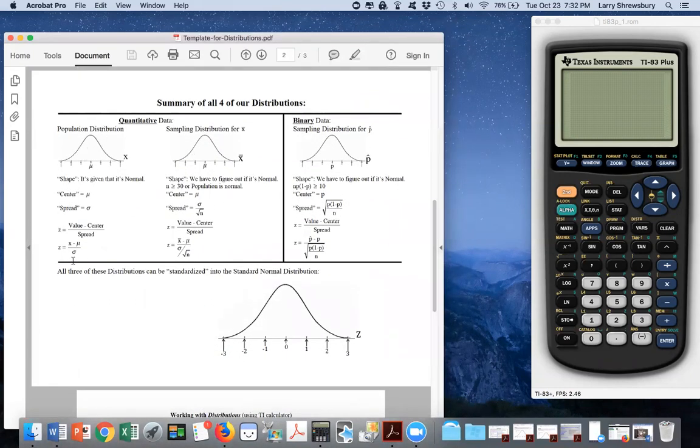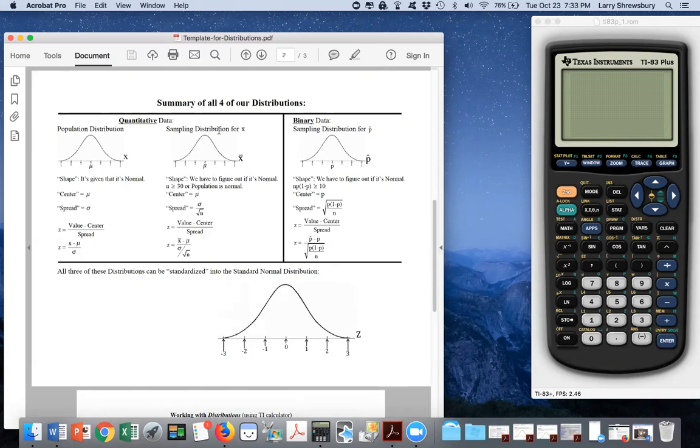You first learn about the population distribution. That's pretty straightforward. Shape, center, and spread are just given to you. You don't have to figure any of that out. But when you get to sampling distributions, you've got to figure out if the shape is normal. Fortunately, it's not very complicated. You just have to determine either your sample size was at least 30 or more, or you're sampling from a normal population. And also, you have to wrap your head around what a sampling distribution is.